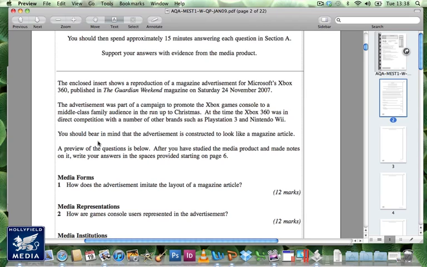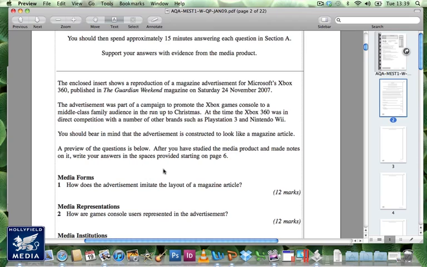Carrying on, it says, you should bear in mind that the advertisement is constructed to look like a magazine article. So they're telling us, although it looks like a magazine article, it is not a magazine article. So you need to think, why have they made it look like a magazine article, but it's not one? They're obviously going to use conventions of magazine articles there. And that's something you need to mention when you get your media forms. And if you look, you can see the question has basically said what I have just said. They're asking you to look at how it is a magazine article, how have they used the conventions of a magazine.